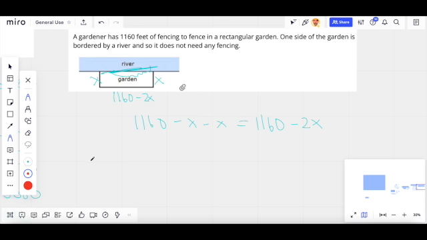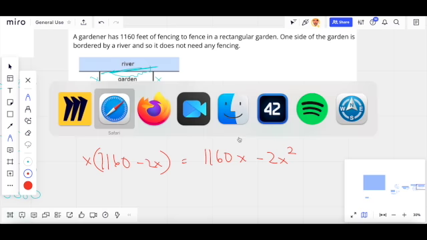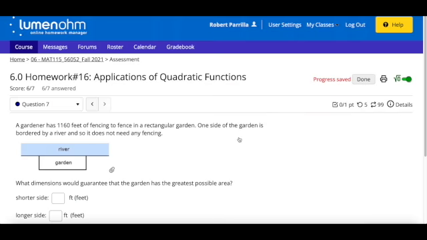Part 2, what is area? Area is length times width. So in this case, you would just multiply the length times the width, which is 1160 minus 2x multiplied by x. When you do that, what ends up happening is you get a quadratic equation. You get 1160x minus 2x squared. And it wants to know what the maximum area would be given that formula, and also what the dimensions of x and the other one are. And that's easy to do.